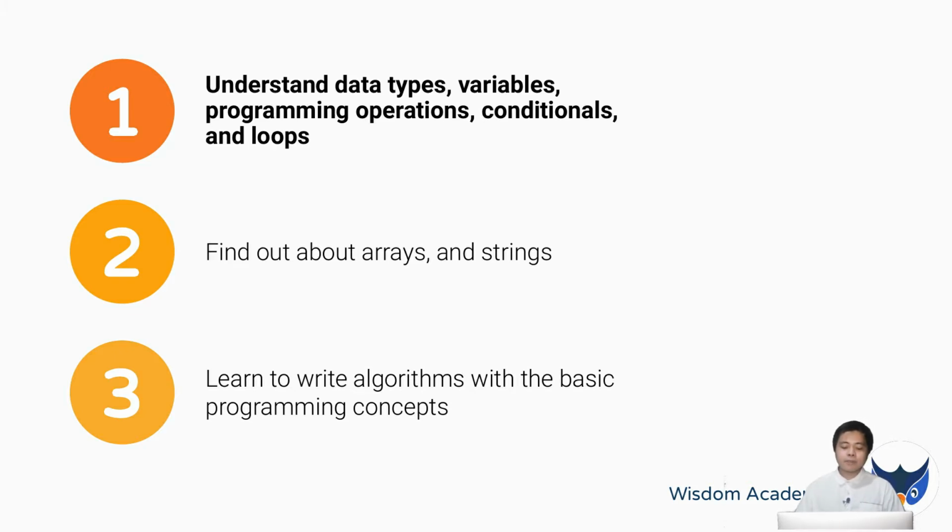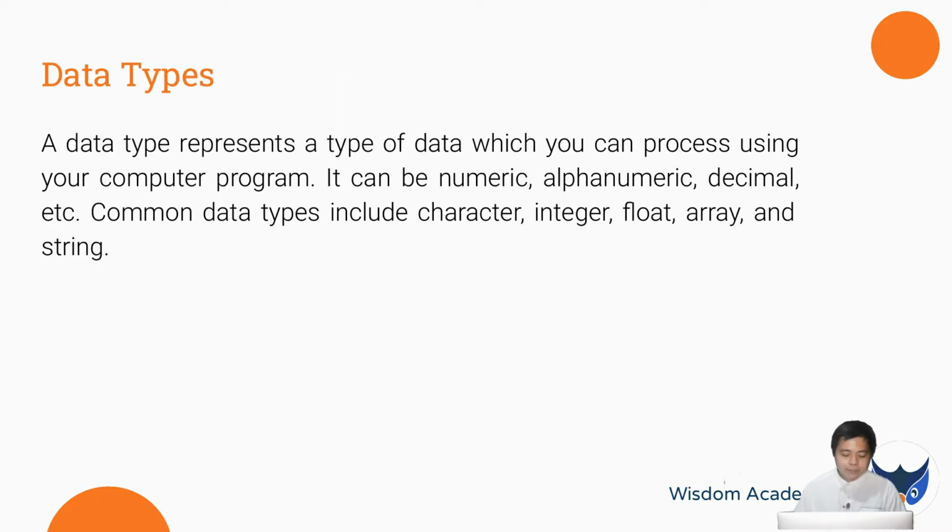Data types, variables, programming operations, conditionals, and loops. Data types. A data type represents a type of data which you can process using your computer program. It can be numeric, alphanumeric, decimal, etc. Common data types include character, integer, float, array, and string. Basically, the data type is the property you want the value of the variable you use in your program to have. If, for example, you set that particular variable to be an integer, then that will be its data type all throughout your program. So that's how data type works.